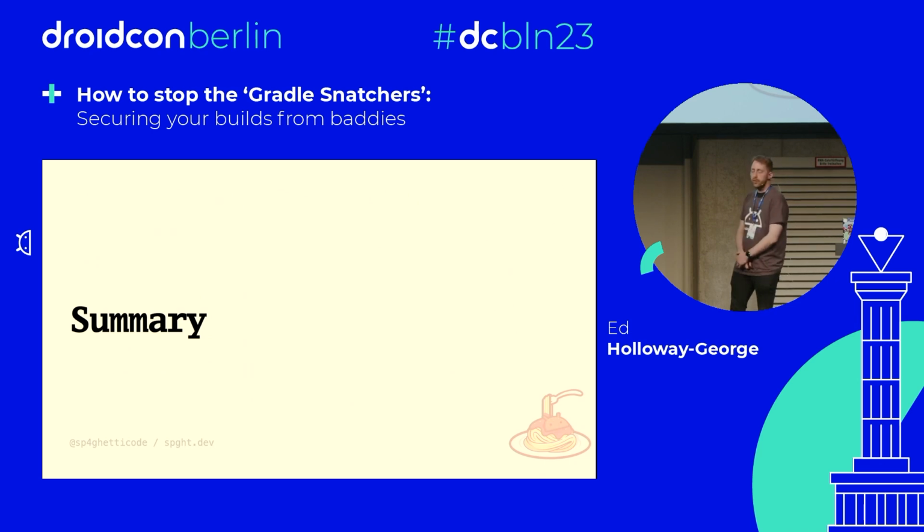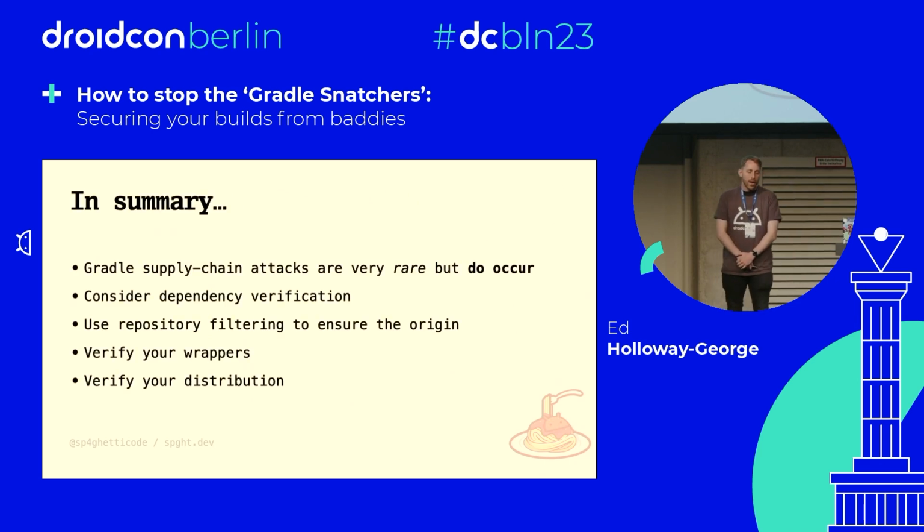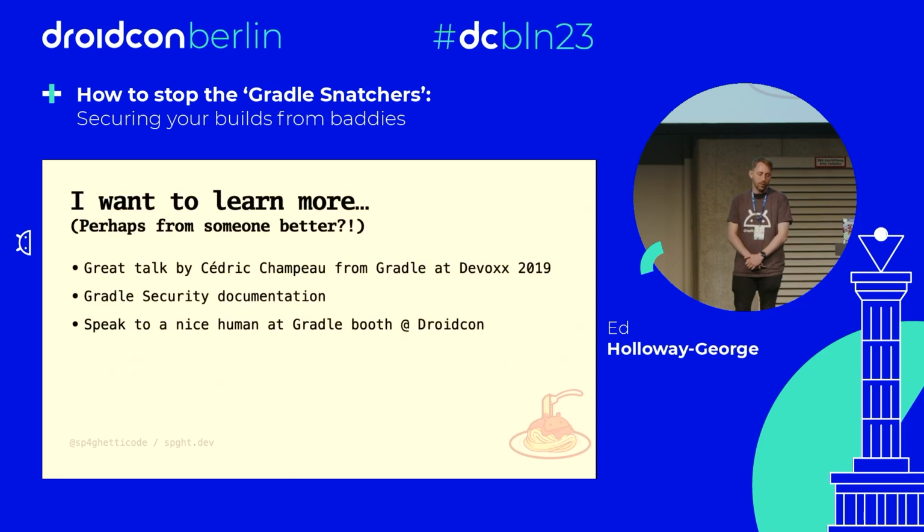I've flown through this, so we're going to summarize. Again, Gradle supply chain attacks are incredibly rare, but they have occurred, and we've seen a couple of examples here of when they do occur, and they can be incredibly nasty. It is super straightforward to get in a way of avoiding these. So certainly you want to consider dependency verification. We've seen a couple of ideas on how to do that, repository filtering, for example, to ensure the origin. But you can also verify the tooling as well. We've seen how to verify the Gradle wrapper itself, the jar file, and how to verify the distribution.